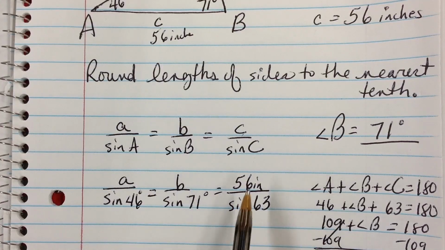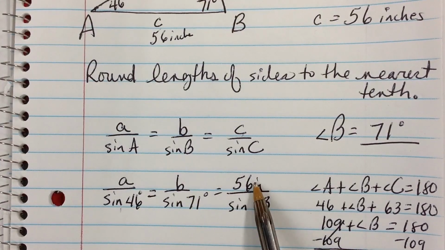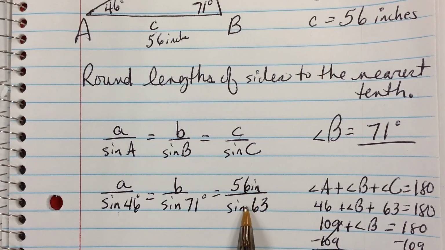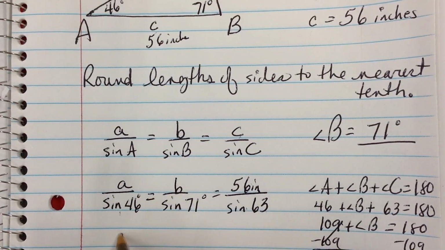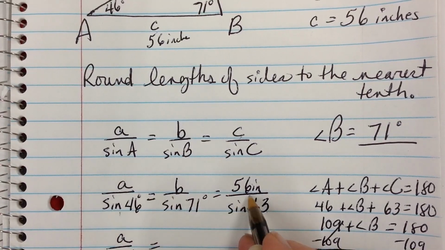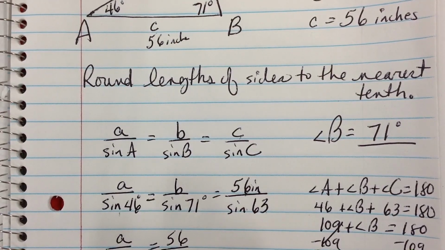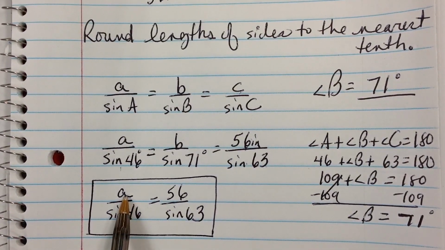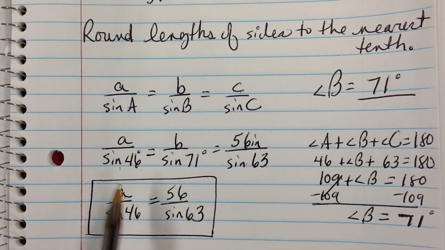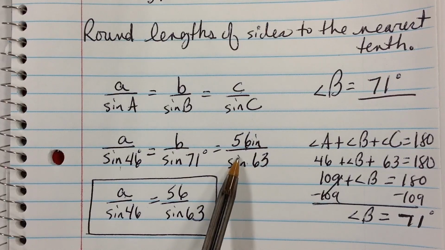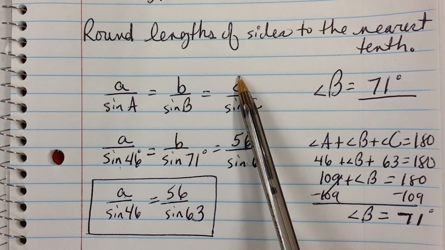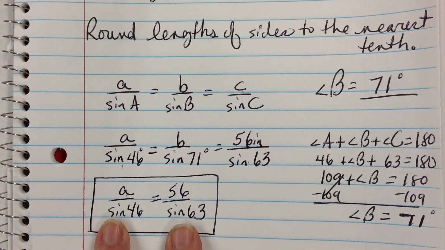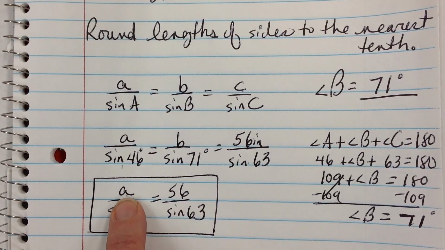Now, the one fraction that I have both lowercase and uppercase is my c's. So I'm going to use the c to set up my proportion. So I'm going to set up a over sine of 46 equals 56 over sine of 63. When you look at this proportion, the only letter that I'm missing is a. That's the reason why you will always look at these three fractions and pick the one that you have both lowercase and uppercase in. To solve a proportion, you'll need two fractions. So I will use cross multiplication to solve this one.